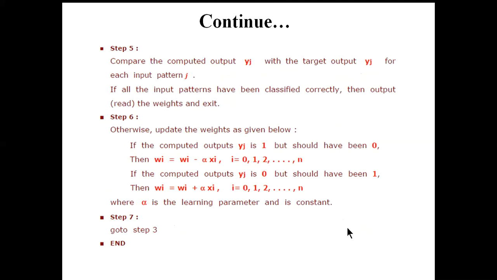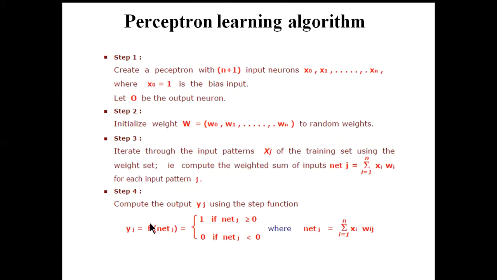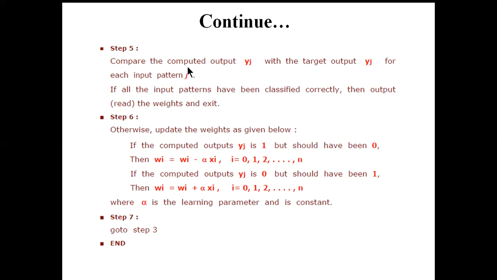Now basically we can compare this output. yj is the actually calculated value, but the actual output value may be different. So now the computed value is compared with the target output.